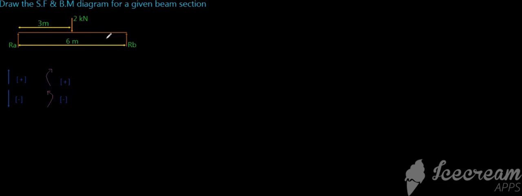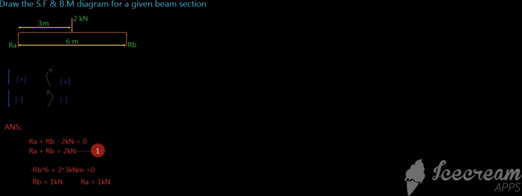The given beam section is in equilibrium, so I can consider upward forces minus downward forces is equal to 0. RA and RB are upward forces and 2 kN is a downward force, so I can get the expression like this. Since the given beam section is in equilibrium, the bending moment at any point is equal to 0. I can write like this, so I am going to get the moment from RA. The first step is done.